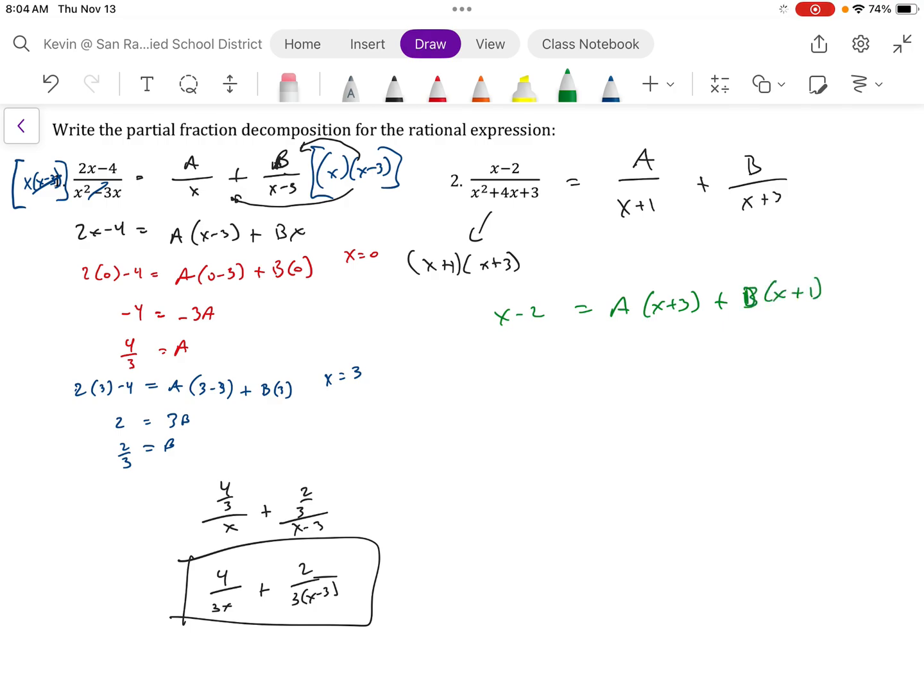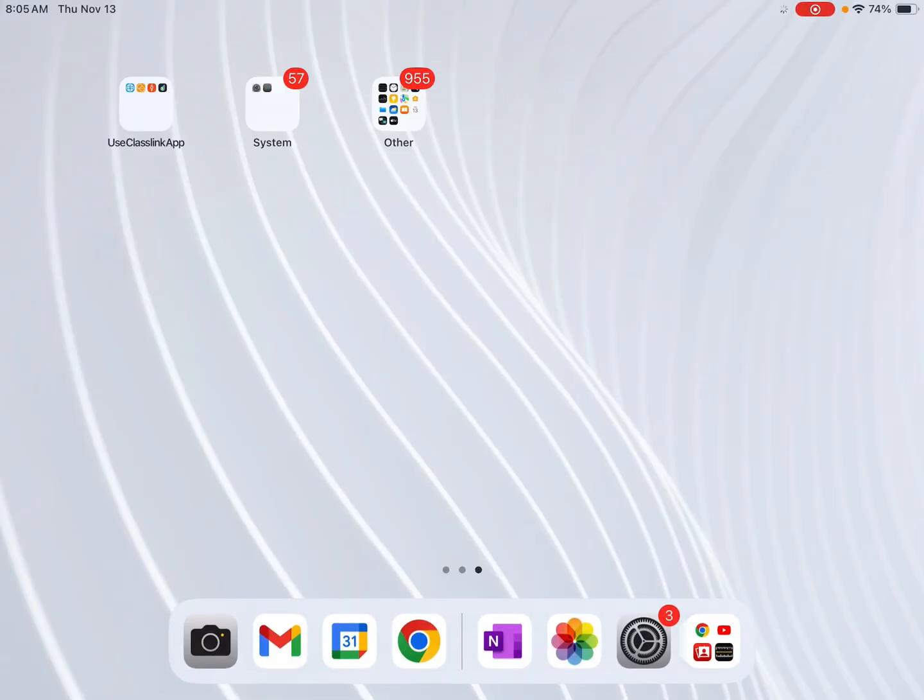The biggest mistake is people messing this part up. Okay, so remember, what you're doing is you're multiplying both sides. You're multiplying this by x plus 1, x times x plus 3. So when you multiply this, the x plus 1's cancel out, leaves you x plus 3. When you multiply here, the x plus 3's cancel out, leaves x plus 1. Okay, so get that right.